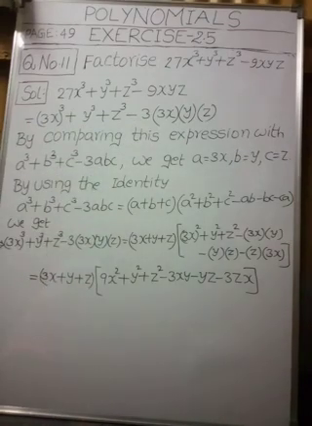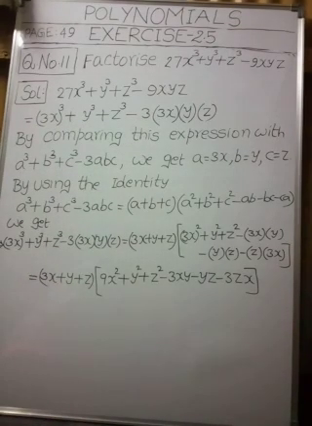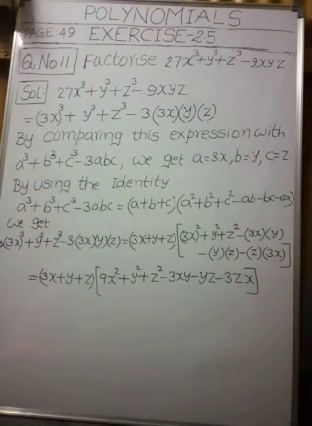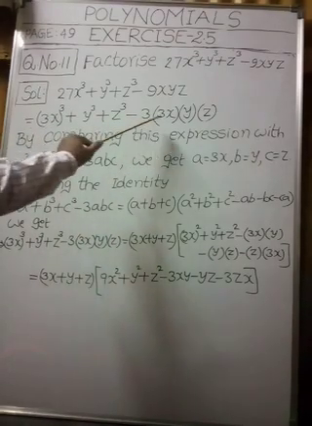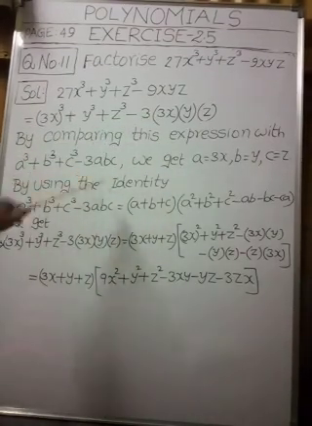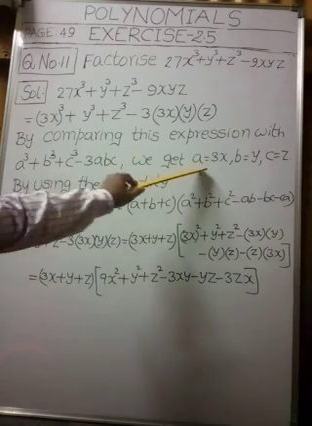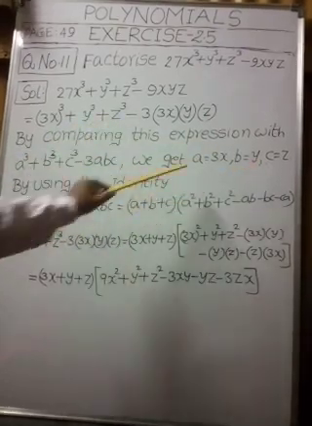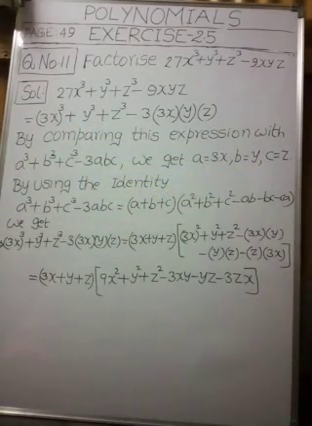this expression becomes in the form of an algebraic identity. What is the algebraic identity? A cube plus b cube plus c cube minus 3abc. We have learnt that is the 8th algebraic identity. Do you remember that one, my dear children? Right. So we are comparing this algebraic expression with this algebraic identity. Then we get a is equal to 3x and b is equal to y and c is equal to z. Understood this step, my dear children?